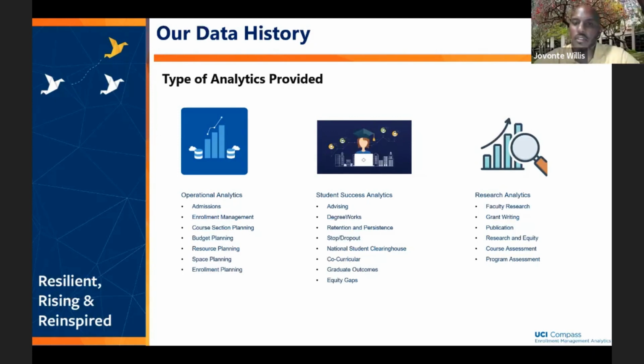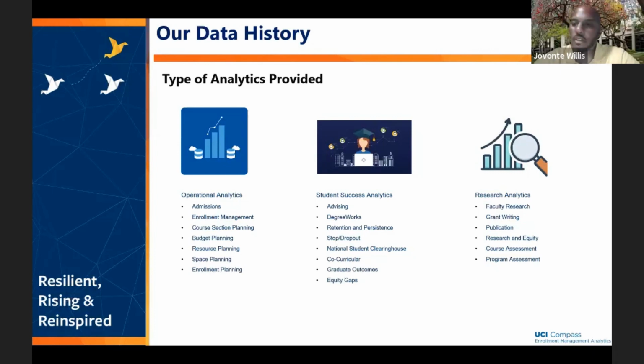We also offer student success analytics, which is designed to help advisors with advising, using DegreeWorks data to better understand students' time to degree and what requirements they still need to complete and which requirements they have completed and haven't completed, looking at retention and persistence, also students who are dropping and stopping out, looking at co-curricular programs, and also providing equity gaps analysis as well.